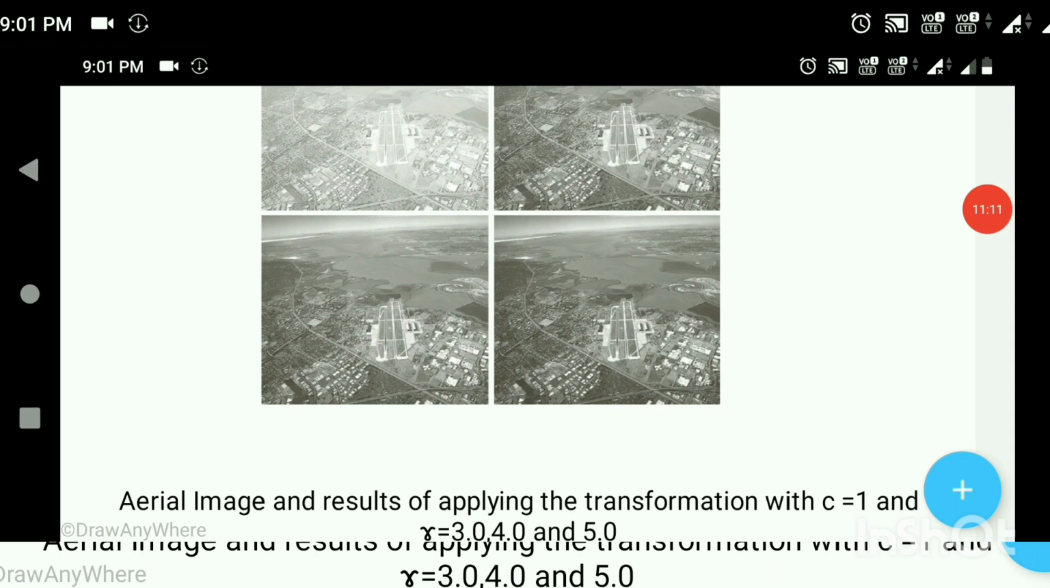Now let us see an example. This is an aerial image taken from a satellite. The first one is the original image, this one is the image after gamma correction with gamma equal to 3, the next image is for gamma 4.0, and the last one is for gamma 5.0.